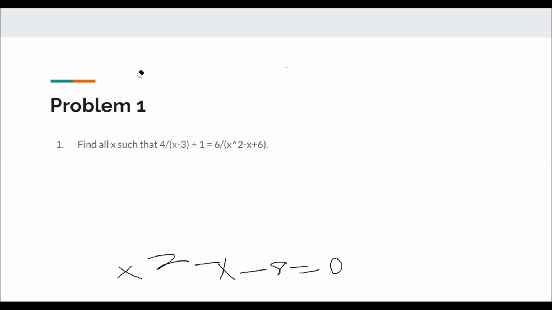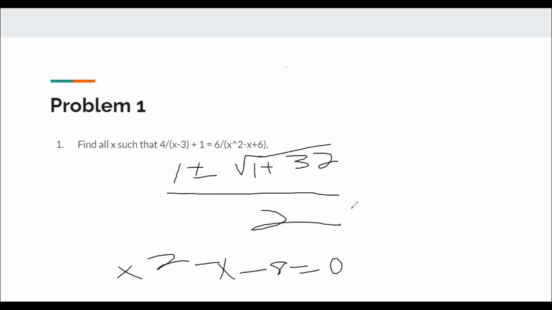Okay, let me continue. So now you can use the quadratic formula to solve this. Minus b plus or minus the square root of b squared minus 4ac. But since there's a negative here, it's going to become plus 4ac in this case. So plus 32, all over 2a, which will be 2. So 1 plus or minus the square root of 33 divided by 2. That's your answer.